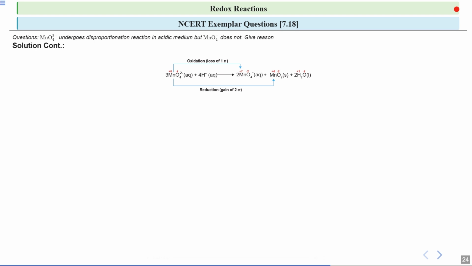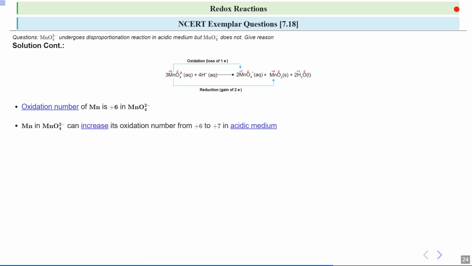Now, by looking just at the compound, you can assign the oxidation state. Here, manganese will have a +6 oxidation state in MnO4 2-. This oxidation state is an intermediate one. So it can go from +6 to +7, and this is seen in the acidic medium. It is going to MnO4-, where the oxidation state of manganese is +7.